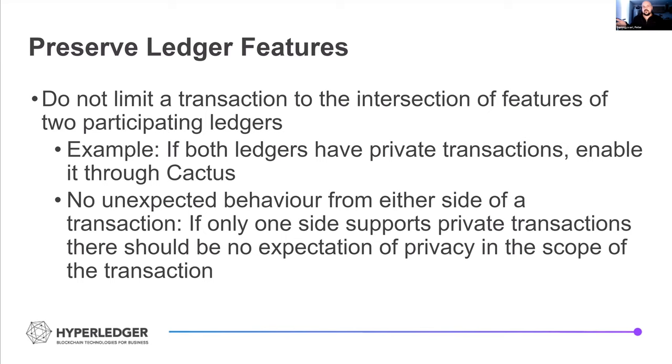So despite the fact that in this scenario, Cactus would support the feature itself mechanically so that you can specify your transaction as private on the ledger which does support private transactions, in the end this ends up not being very useful for you if the other ledger that you're transacting on is just not supporting private transactions. And I just wanted to make this clear, because we cannot make miracles happen in this sense. So the expectations have to be clear in this regard.